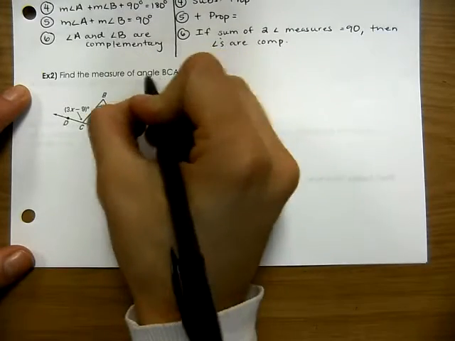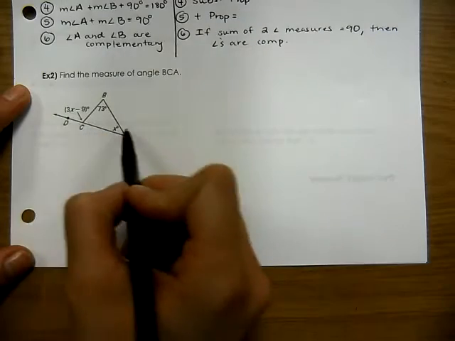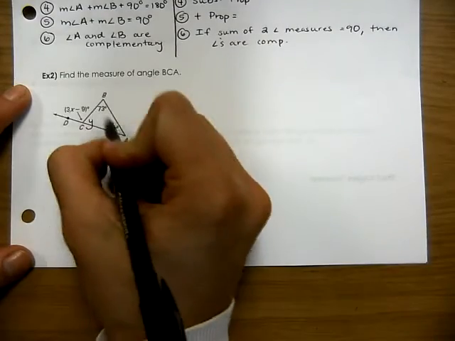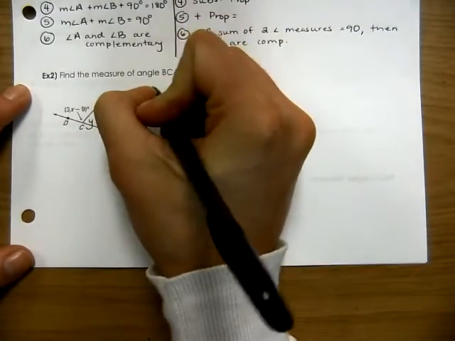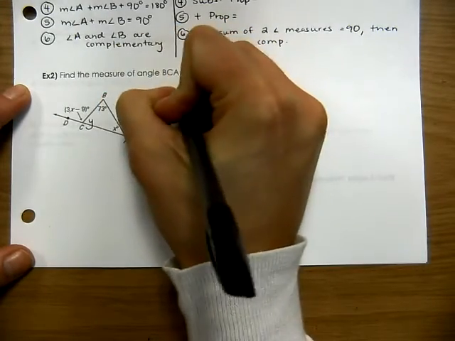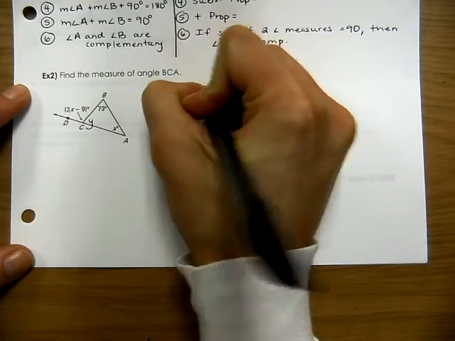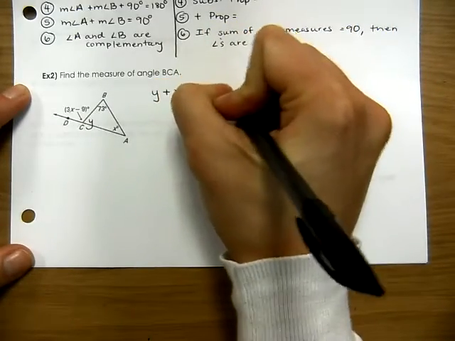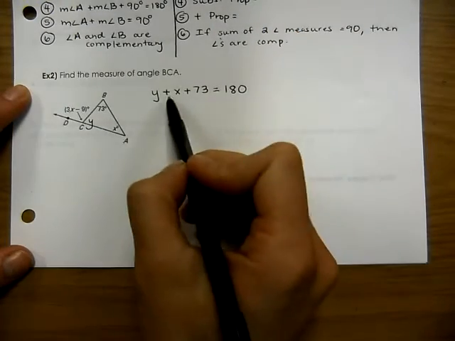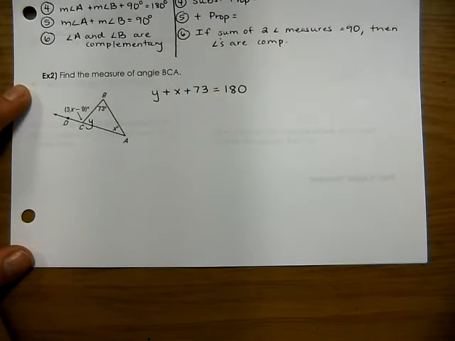Alright, so when I do this, I'm trying to find the measure of angle BCA. I already have x in the equation, so I'm going to make a y here because I don't know what that angle measure is, but I can't label it x because then that would force it to be that same angle measure there. So I'm going to use the triangle sum theorem and create an equation for this triangle. I know that y plus x plus 73 is equal to 180. But now I have two equations with two unknowns, so I can't solve for x or y yet.